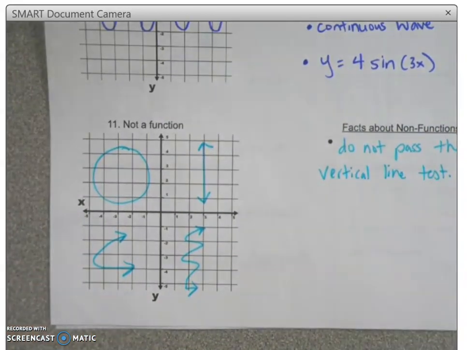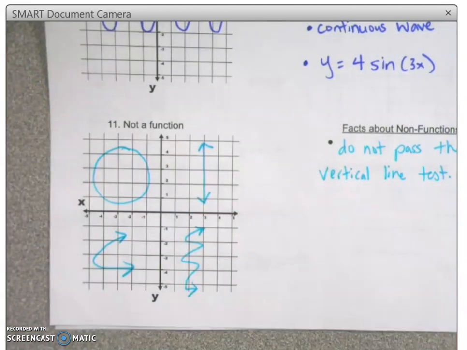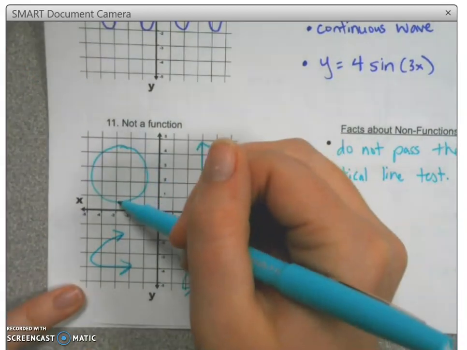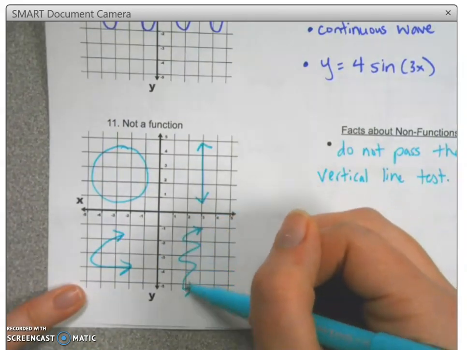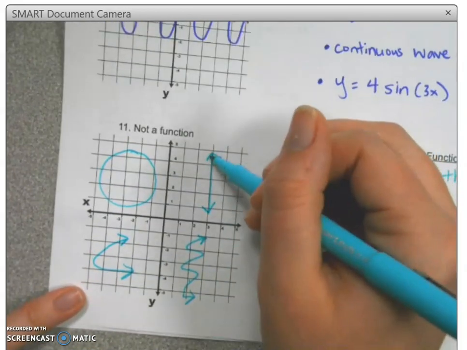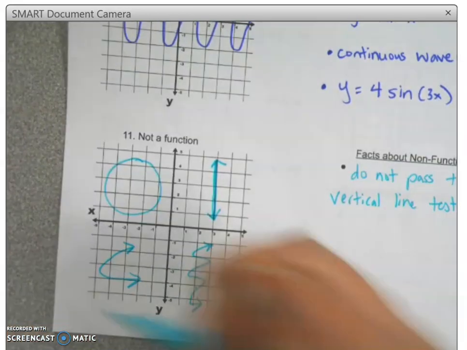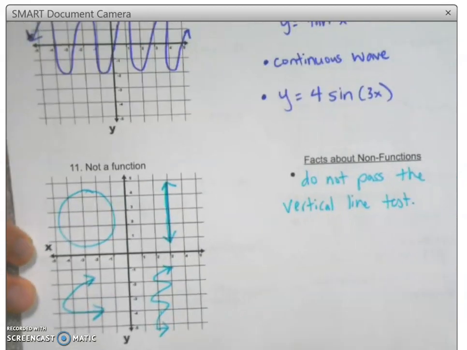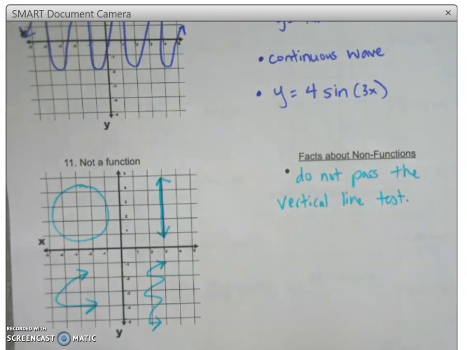The vertical line test says if I draw a vertical line anywhere on this function, doesn't matter where, it should only hit at 1 point. Well, this is going to hit twice, this is going to hit twice, this is going to hit 1, 2, 3, 4, 5, 6 times. A vertical line hits infinitely. It just keeps hitting the same line. So all of these are not a function. So if you can draw a vertical line through it and you hit that function more than once, it is not a function. All right, so these are all the functions we are going to cover in this class.